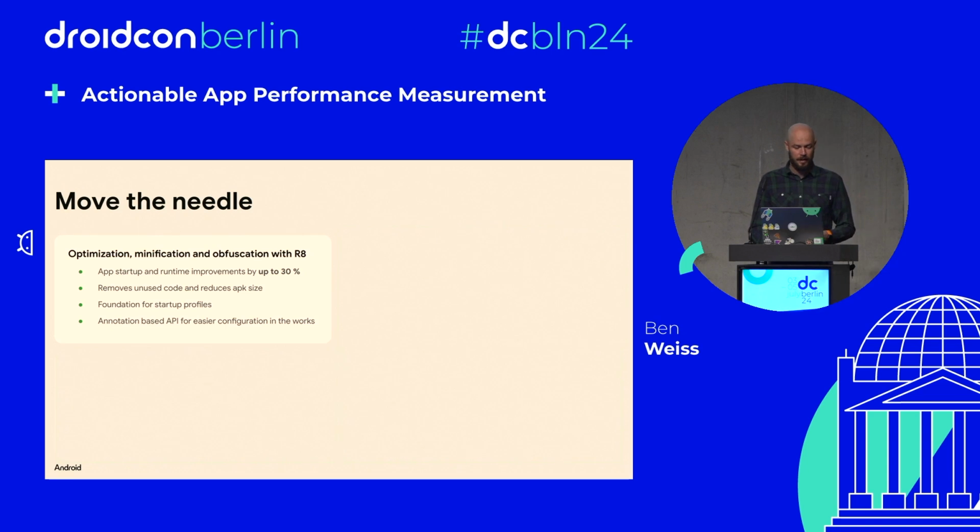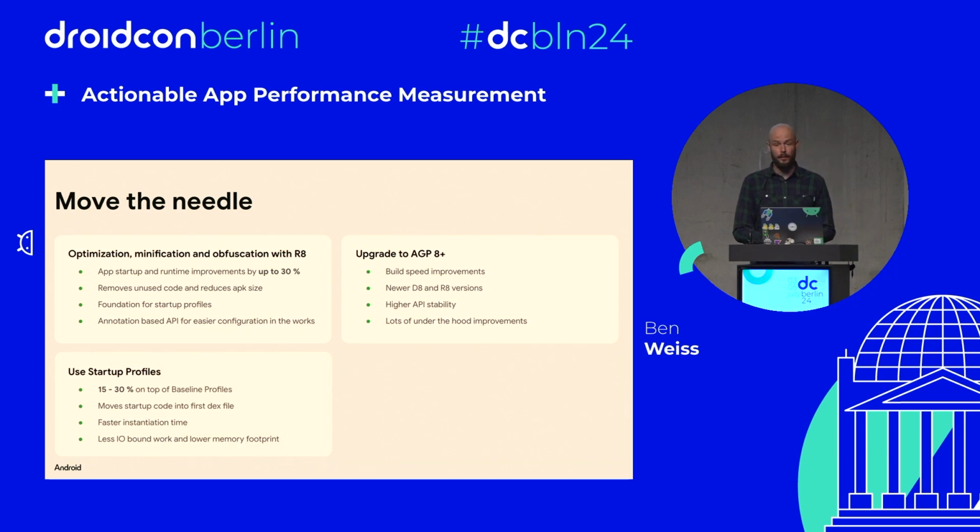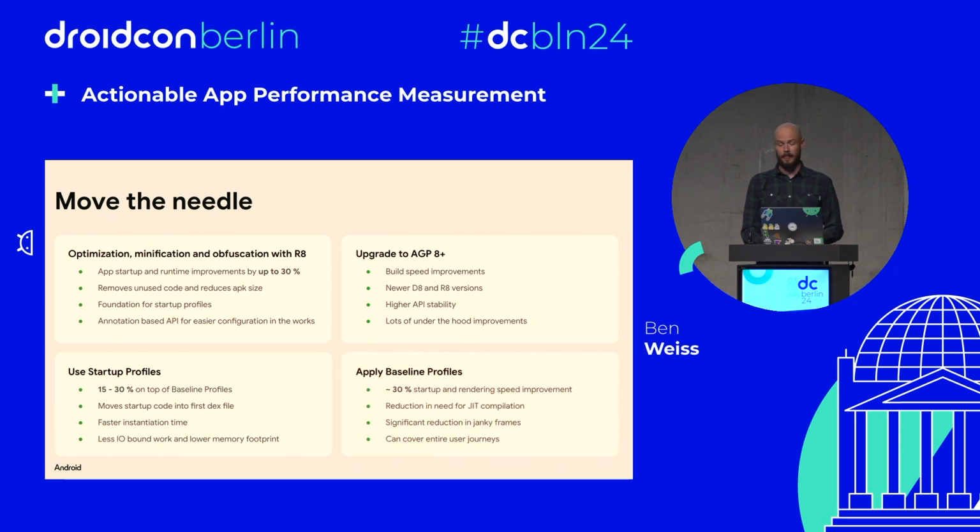Second is upgrade to AGP8. Gets you better build speed, new D8 and R8 versions. So D8 is the Dexter, R8 is our resource shrinker and optimization. It gives you higher API stability because we committed to API stability from that. And there's a lot of other under the hood improvements with AGP8. And we have startup profiles that gives you 15 to 30% of startup improvement on top of baseline profiles. Faster instantiation time, totally worth it. And baseline profiles.